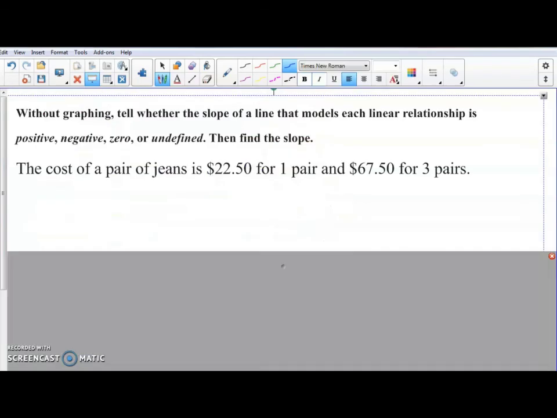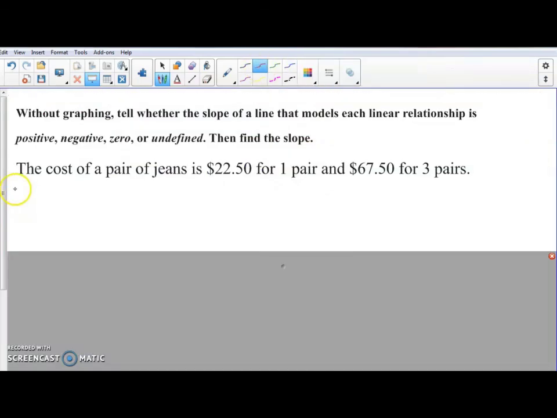Okay, so now for example 7, we're given new instructions. There's lots of things we do with slope where it's our constant variation and our rate of change. So first things first, read your instructions. It says, without graphing, tell whether the slope of a line that models each linear relationship is positive, negative, 0, or undefined. So our 4 different types of slope. Then find the slope.